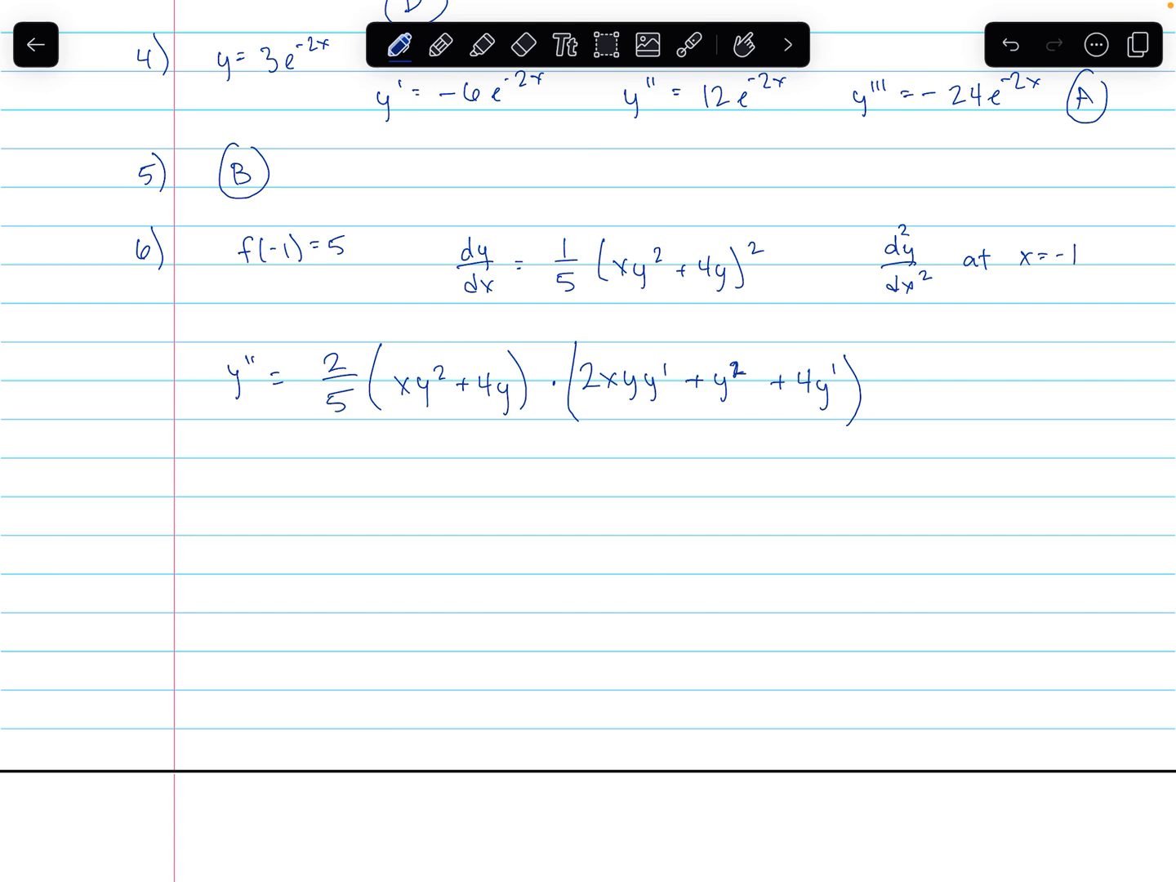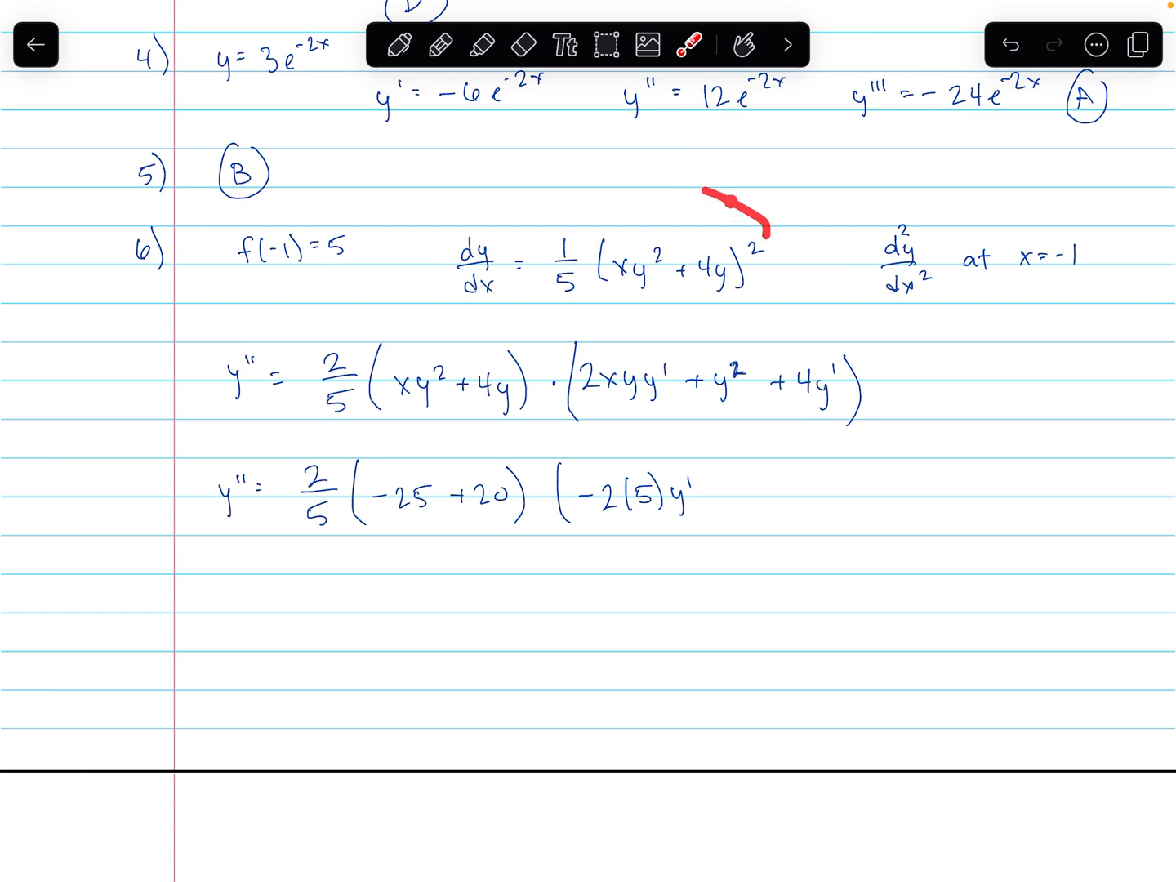Okay, and then at negative 1, these are important right here. This is all I need right here. At negative 1, y is going to be 5. So y double prime is going to be equal to 2/5, and then we're going to plug in negative 1 here and 5 here. So that becomes negative 25, and if I plug in 5 here, that's going to be plus 20, times, so if x is negative 1, that becomes negative 2, so negative 2 times 5 times y prime.